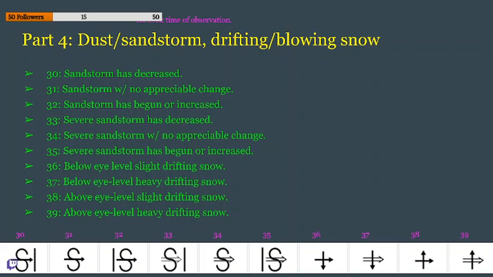Now 33 through 35 are severe dust storms and indicate the exact same things as 30 through 32, but I'll still go over them. 33 is that a severe sandstorm has decreased. 34, severe sandstorm with no appreciable change. And 35, severe sandstorm has begun or increased.